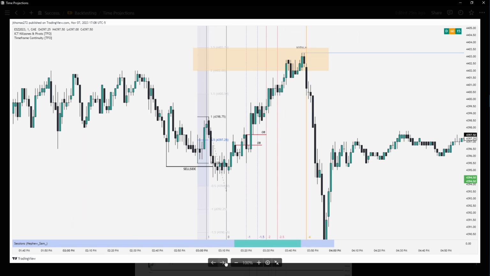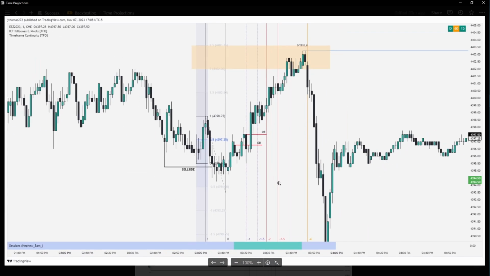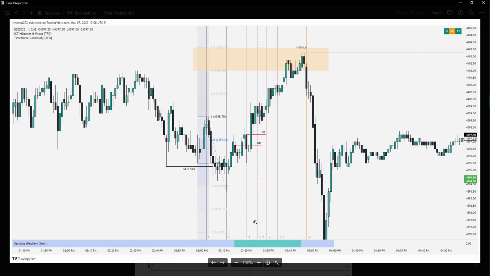Another entry. More or less the same thing. -4 right there in between the price deviation, entry given. You could use this bullish order block, another bullish order block, tiny fair value gap there, so multiple entry points.